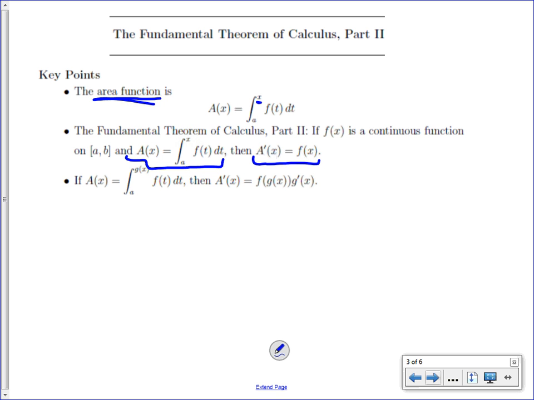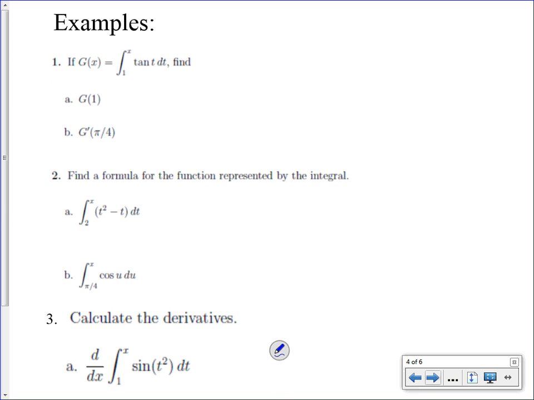The third thing you need to remember is if your upper limit is more than just x, so we're calling it g of x, then when you find that derivative, a prime of x, you are going to substitute t with g of x. So you'll get f of g of x, but then you have to multiply it times the derivative of g of x. So you're using chain rule in that case.